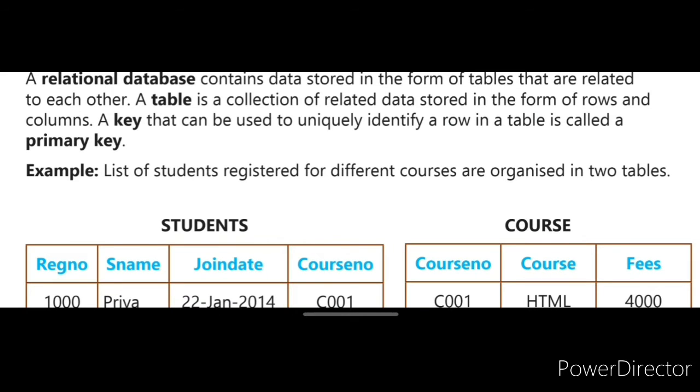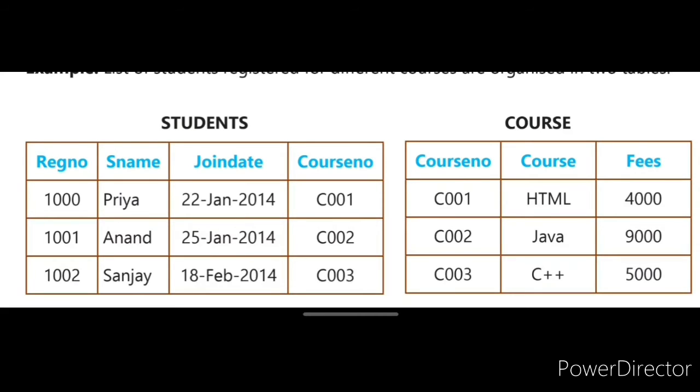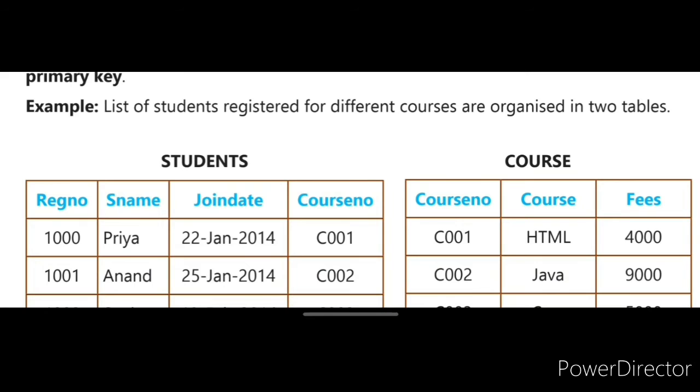What is relational database? Relational database contains data stored in the form of tables that are related to each other. See, in this example, students and scores are the 2 tables that are related to each other. This course explains about the students.